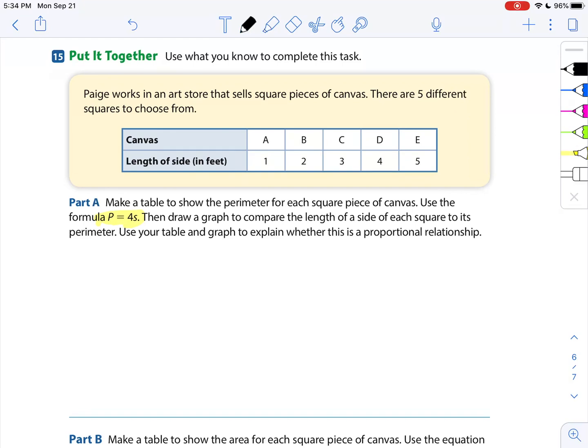So first, let's make a table. The table is going to compare our side length and our perimeter.